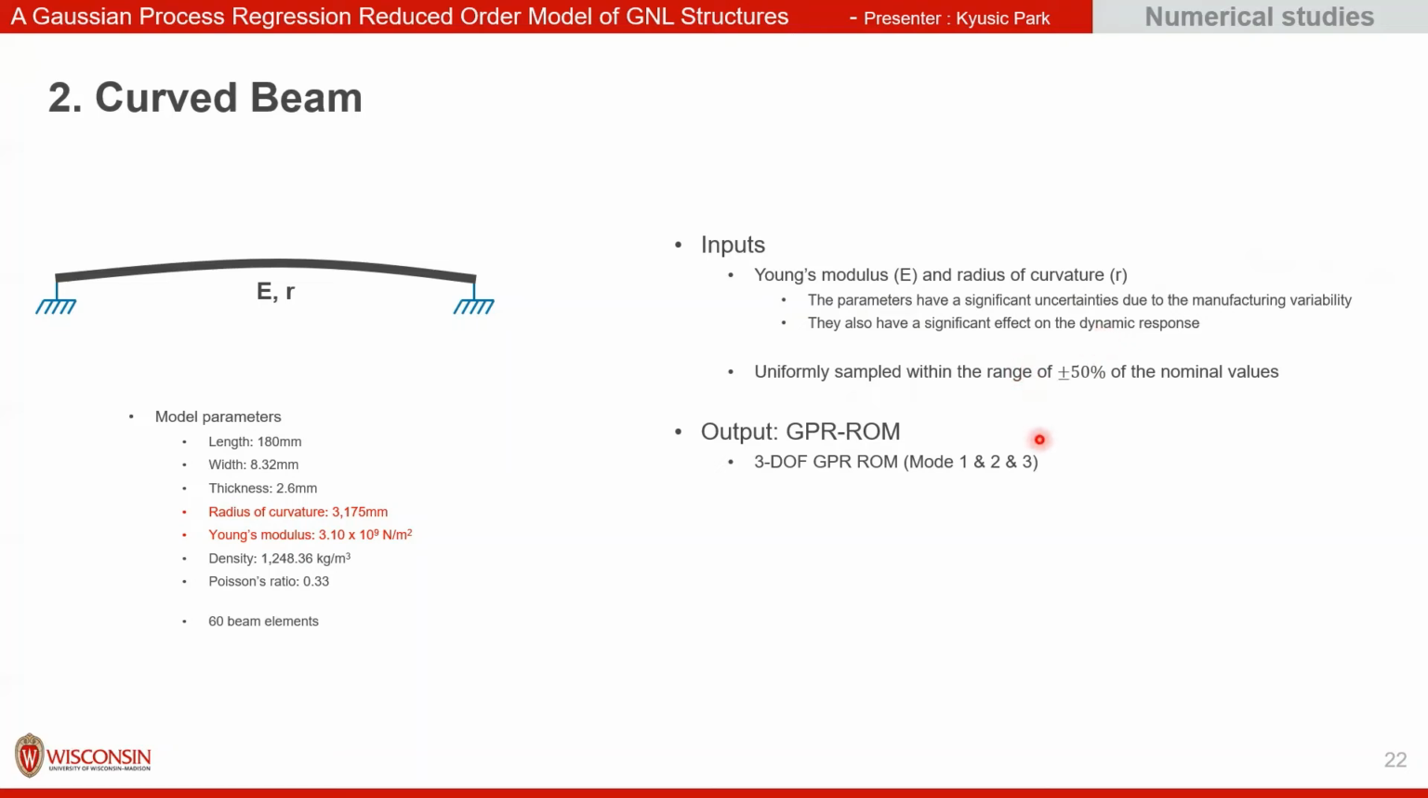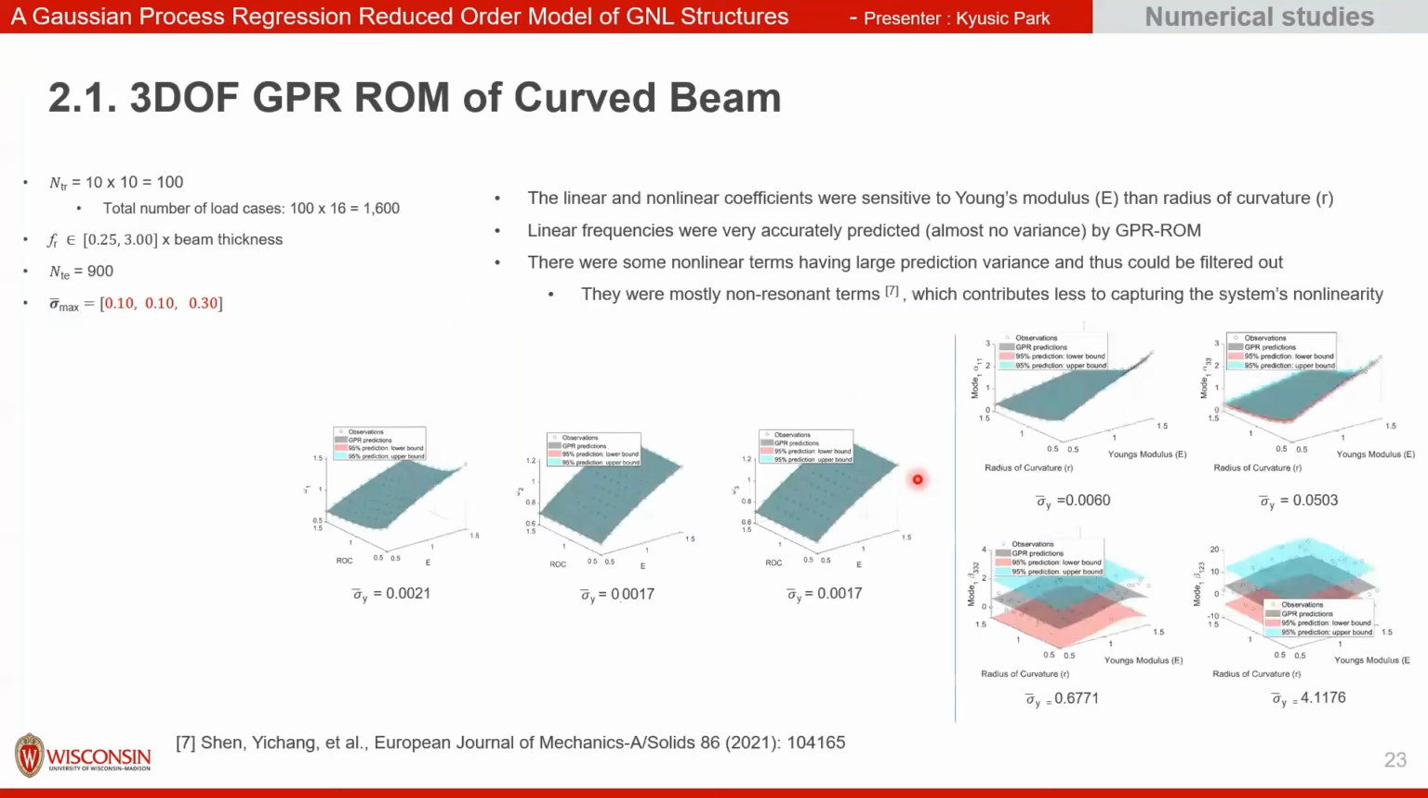The training sets were then used to train a 3DOF GPR ROM consisting of modes 1, 2, and 3. Compared to the previous flat beam example, the complexity of the GPR ROM model was exponentially increased by incorporating two-dimensional design variation of them and having a three-mode basis in the ROM. So this resulted in a significant increase in the total number of steady load cases.